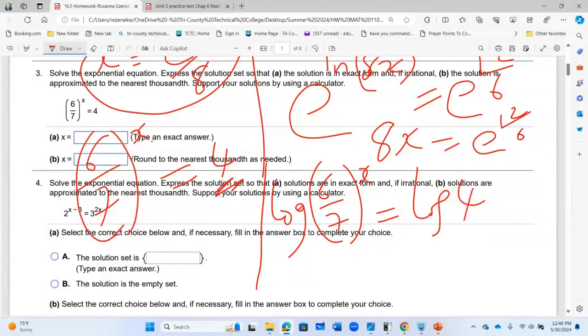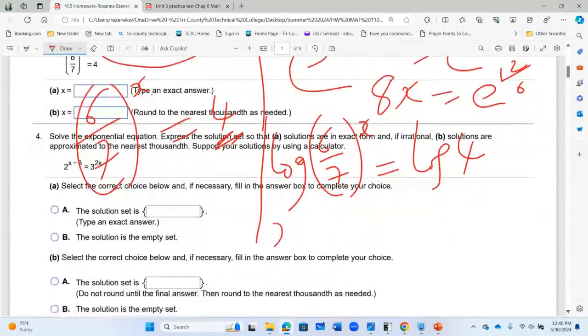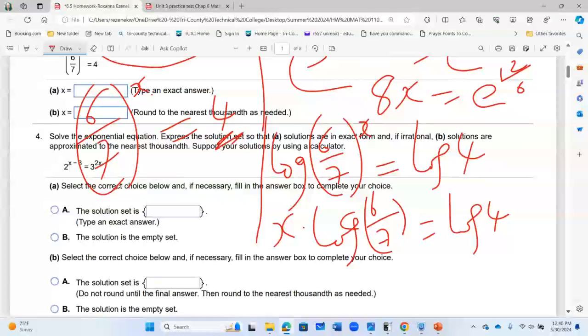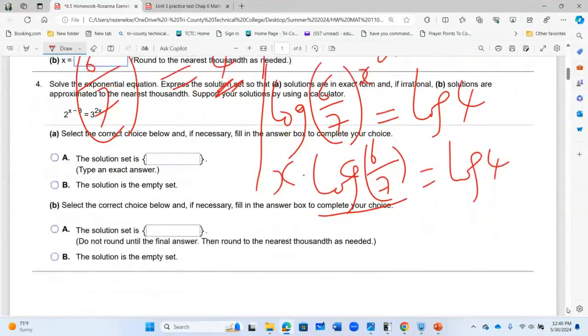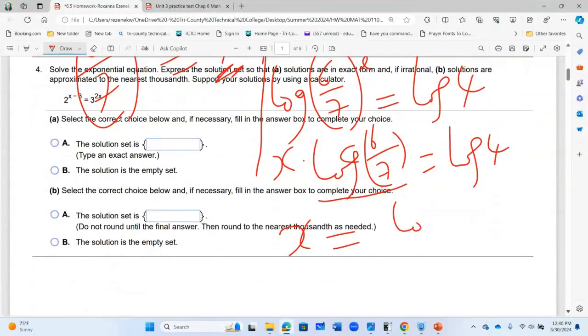Then the exponent becomes the coefficient, one of the laws of logarithms. So I have x multiplied by log of 6 over 7 is equal to log 4. Then I divide both sides by log of 6 over 7. So x is equal to log 4, all divided by log of 6 over 7.